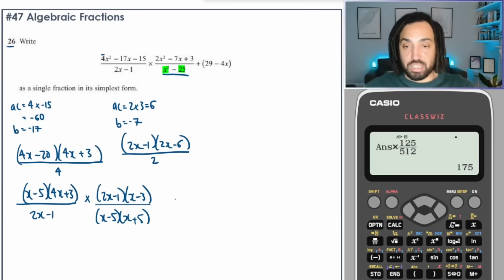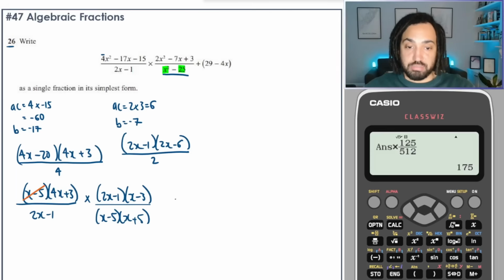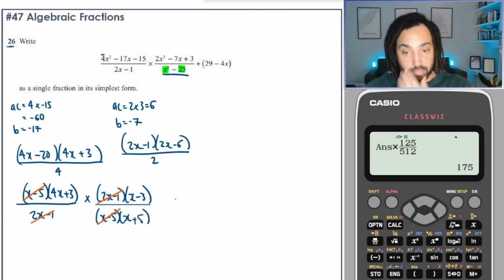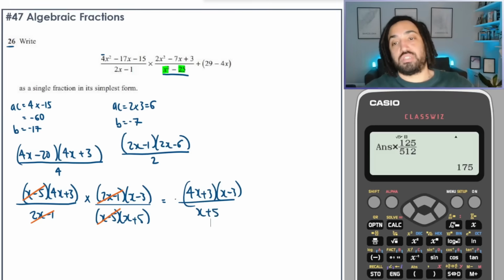Okay, we'll leave this plus part off at the end because BIDMAS tells us we must multiply before we add, so let's leave that bit off for now. And we can do some lovely cancelling. x minus 5 and x minus 5, one on top, one on bottom, they cancel. 2x minus 1 and 2x minus 1, they cancel. So this gives us 4x plus 3, x minus 3, all over x plus 5. Okay, great.